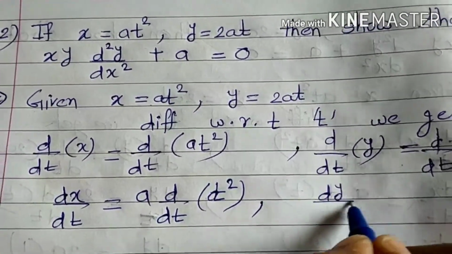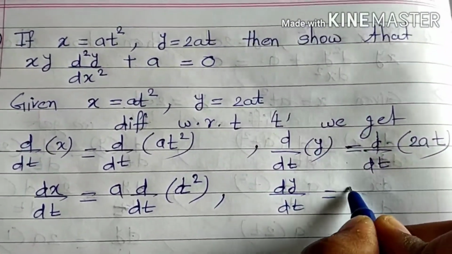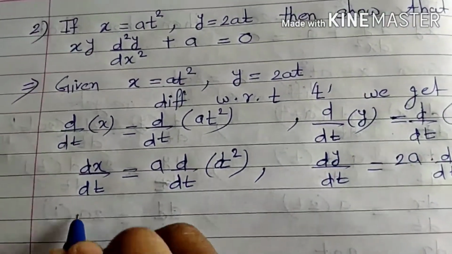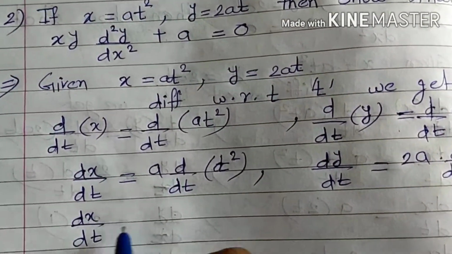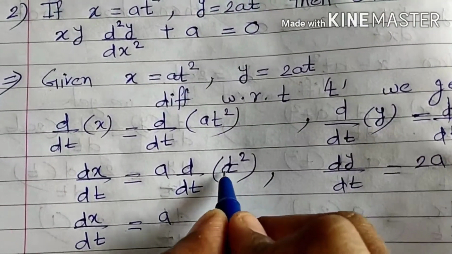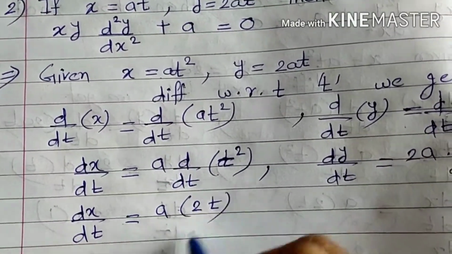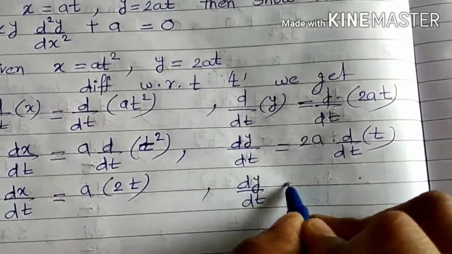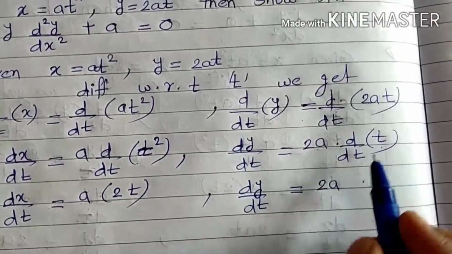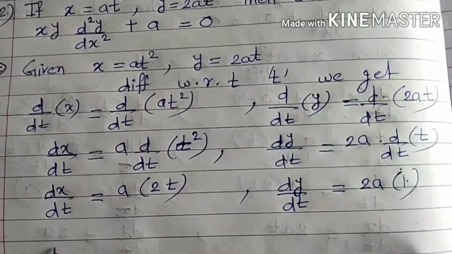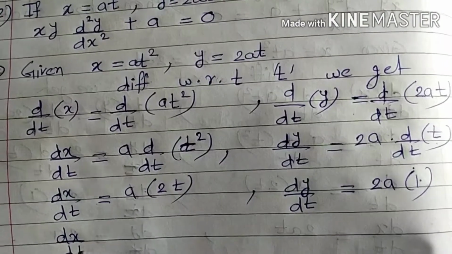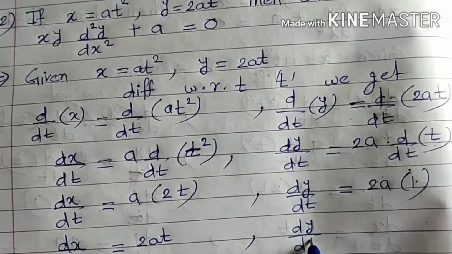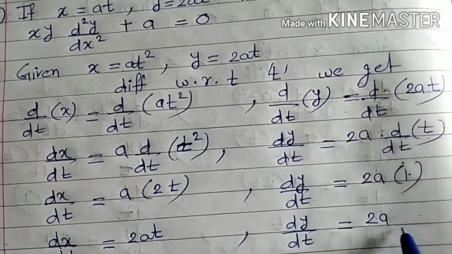Here is also dy upon dt, and here 2a is constant, so take it outside of the differentiation. dx upon dt is equal to a as it is, and the differentiation of t square is 2t. Now dy upon dt is equal to 2a, and the differentiation of t with respect to t is 1. So here dx upon dt is equal to 2at, and dy upon dt is equal to 2a.